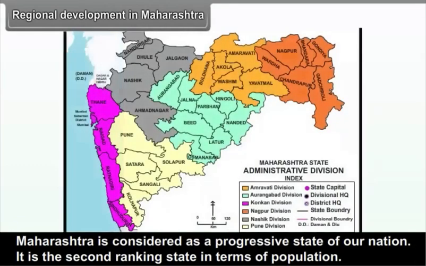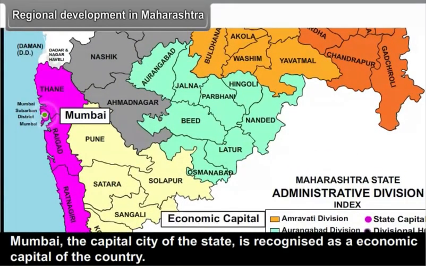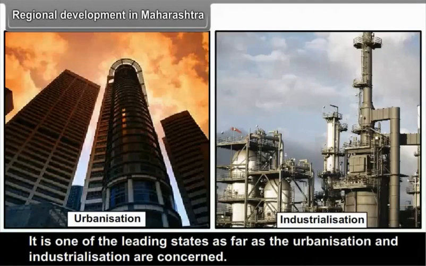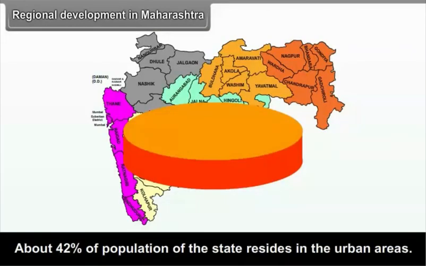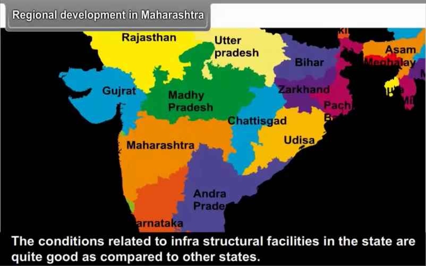(8.4) Regional development in Maharashtra. Maharashtra is considered as a progressive state of our nation. It is the second-ranking state in terms of population. Mumbai, the capital city of the state, is recognized as the economic capital of the country. It is one of the leading states as far as urbanization and industrialization are concerned. About 42% of the population of the state resides in urban areas. The conditions related to infrastructural facilities in the state are quite good as compared to the other states.